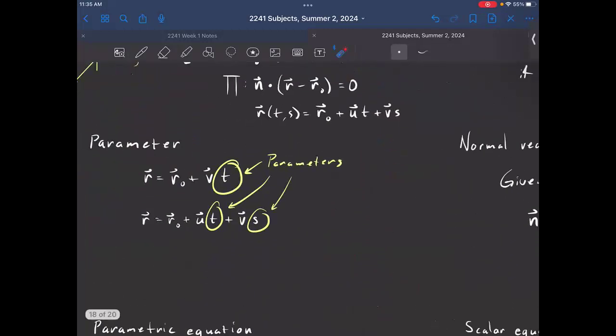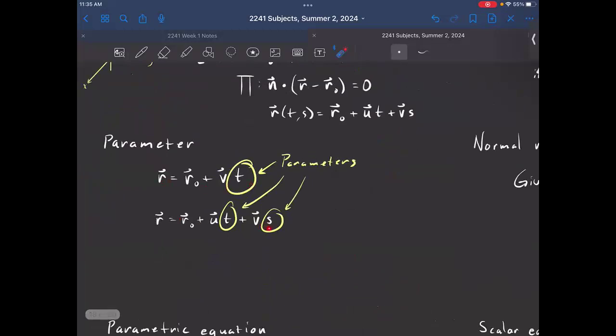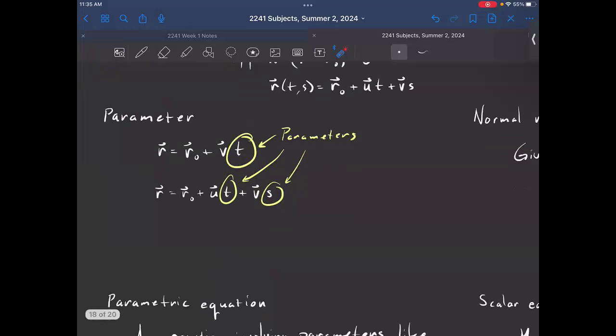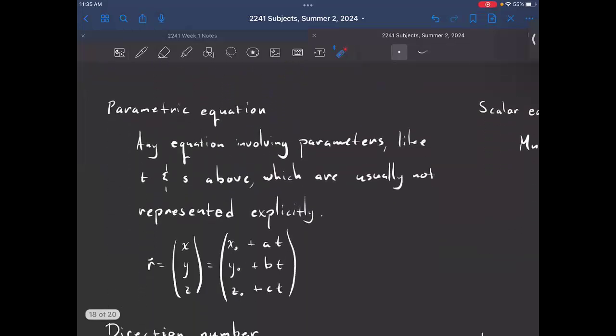So now, what is a parameter? Well, you write down one of these vector equations or a parametric equation, and you get t's and s's. These things are variables that don't really show up in the graph anywhere, but they are used as a way of tracing things out, specifying specific points without corresponding directly to x, y, or z. A parametric equation is any equation involving parameters, like the t and s, usually not represented explicitly.